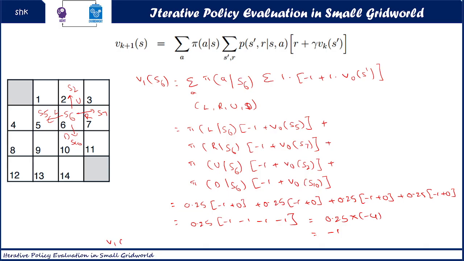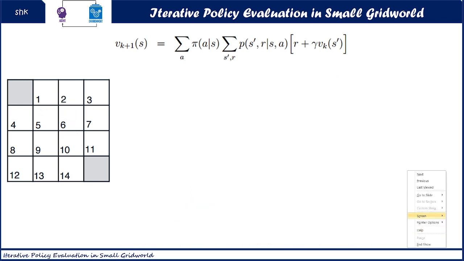So now we will write V1 of S from V0. S0 is 0, S1 is -1, S2 is -1, S3 is -1, S4 is -1, S5 is -1, S6 we have updated with -1, and S7, S8 till S14 and S15 are 0. I am including the terminal states also. Now we will move to the S7 state. So first iteration, V1 of the S7 state.